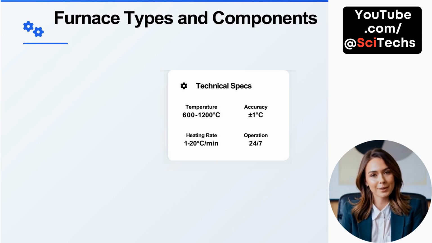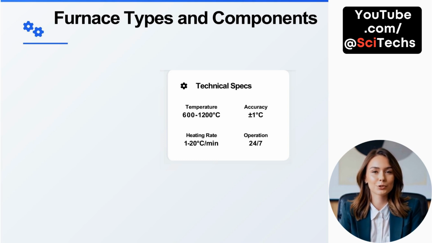Temperature accuracy is maintained within plus or minus 1 degree Celsius, ensuring that dopant migration is consistent and controllable across every wafer in the batch. Heating rates can be adjusted from as low as 1 degree Celsius per minute up to 20 degrees Celsius per minute, allowing either slow ramp-ups for thermal stability or fast ramps for time-sensitive processes.